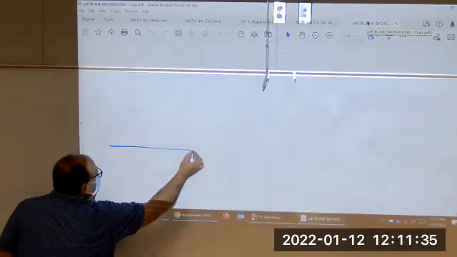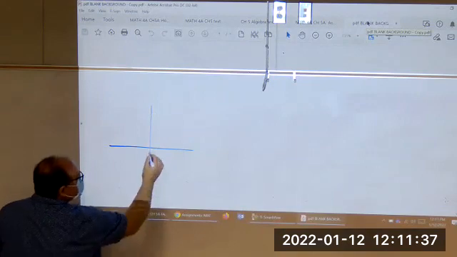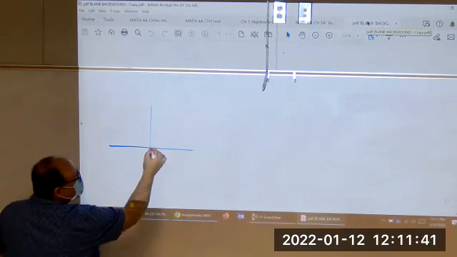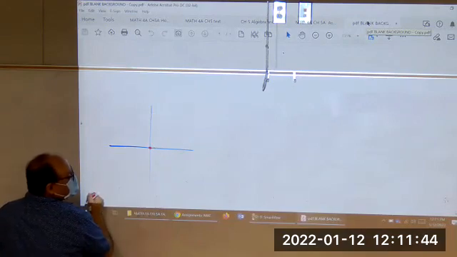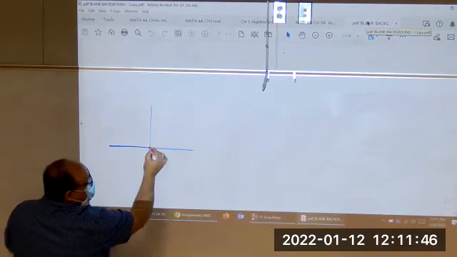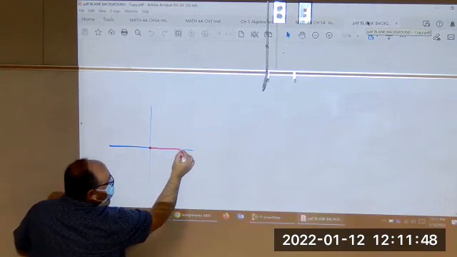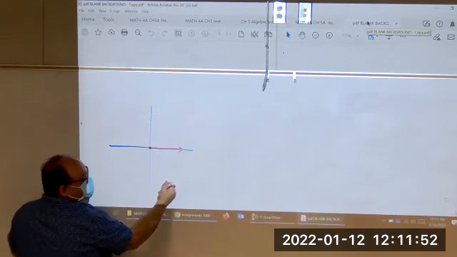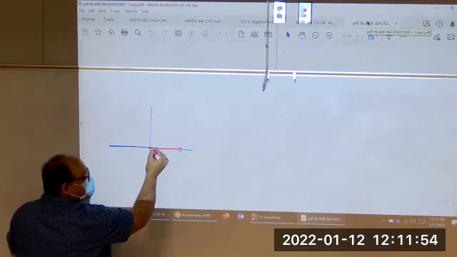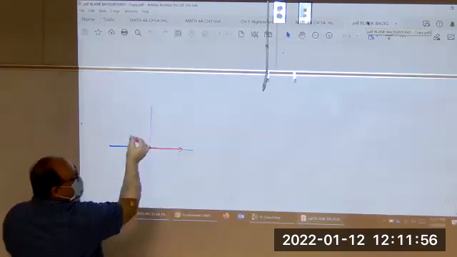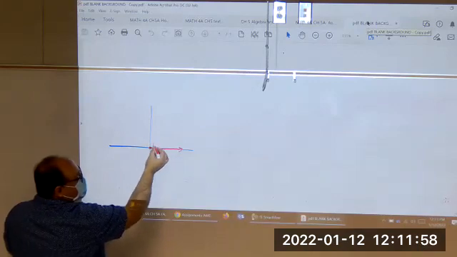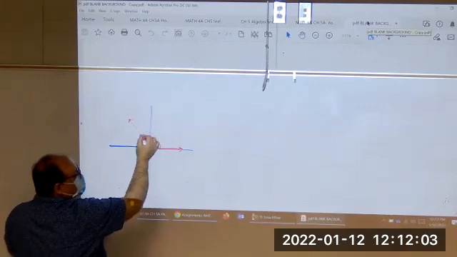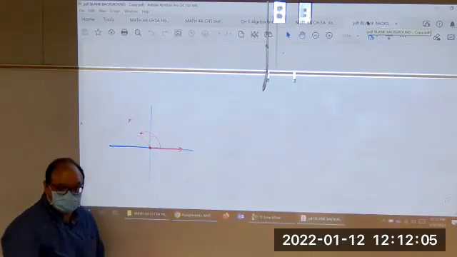So when we do things in this class, the vertex of these angles will be here at the origin of the XY axis. The initial side will be the positive x-axis. And then the terminal side will be some opening as we rotate counterclockwise. Like so.